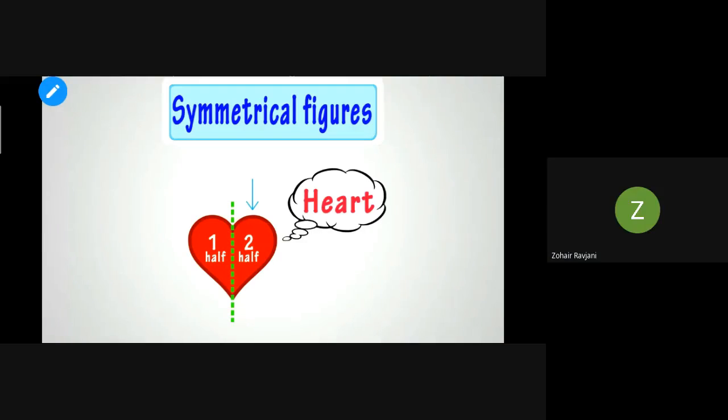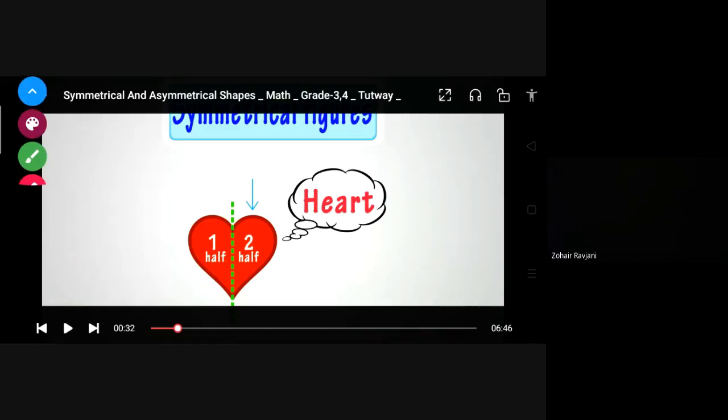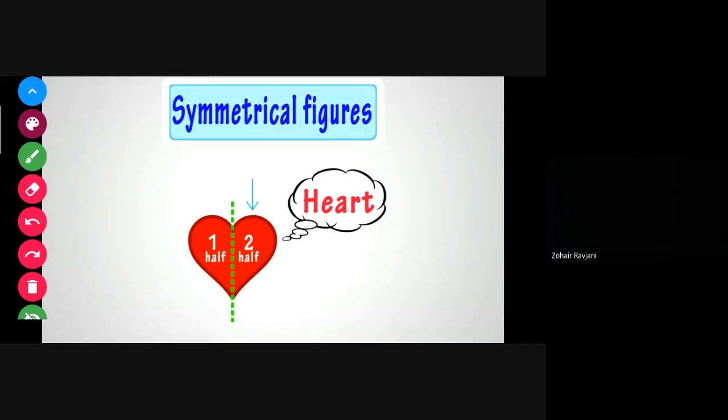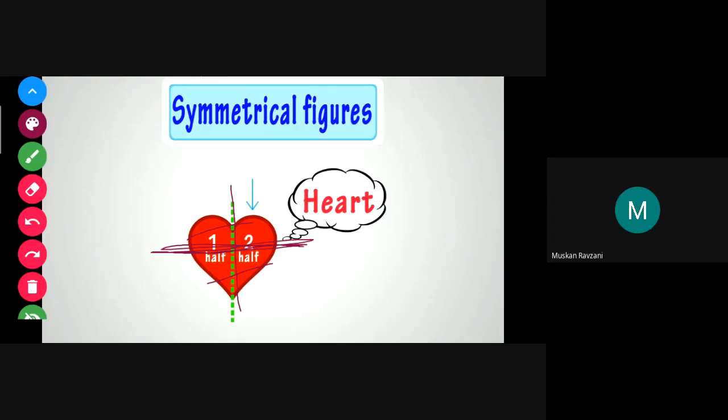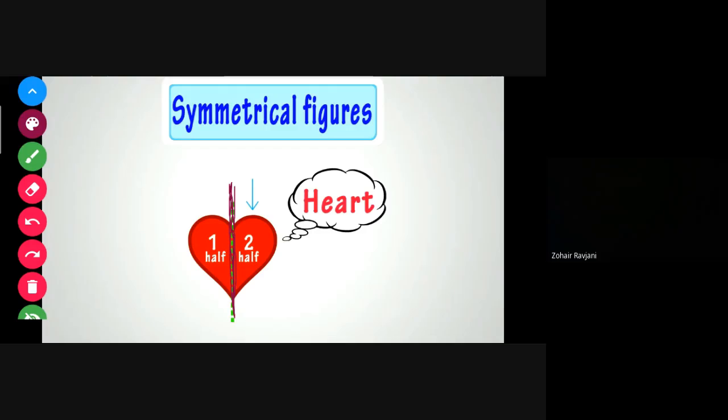Now, suppose a heart is given, and you are dividing it into two parts, not using this line but using this line. So will the upside and downside parts be the same? No, ma'am. It will be different. So we can divide this using only a vertical line, no? Yes, ma'am.